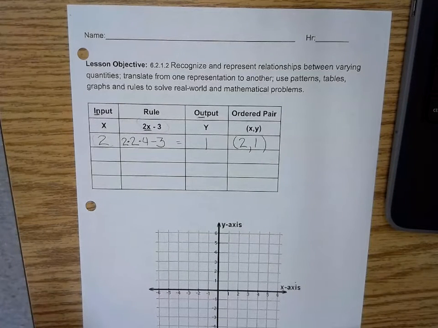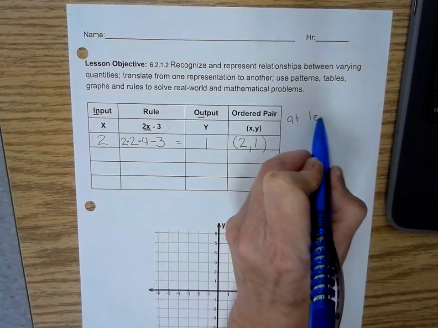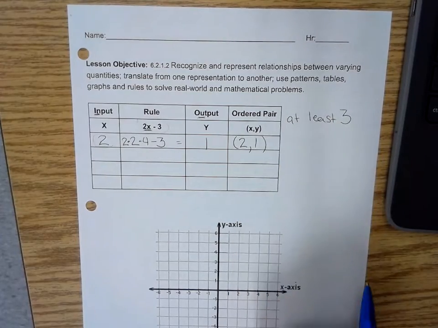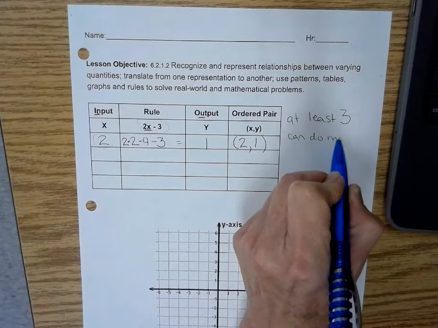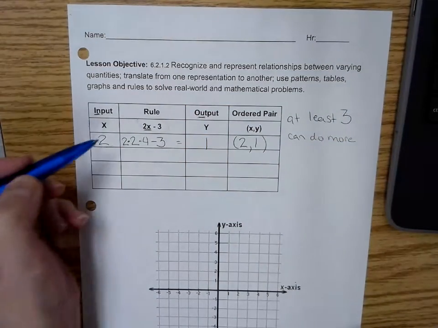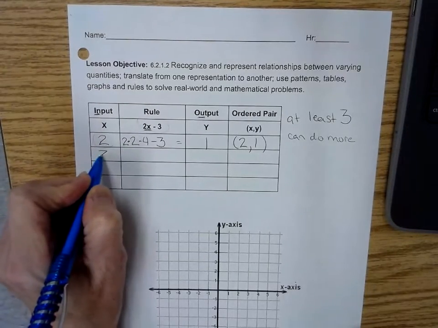Now I have to pick another dot. You want to do at least 3. And the word least means you must do 3. You can do more, but you must do at least 3. So I'm going to pick the next number in line. I'm going to go with a 3. Put 3 in for x.